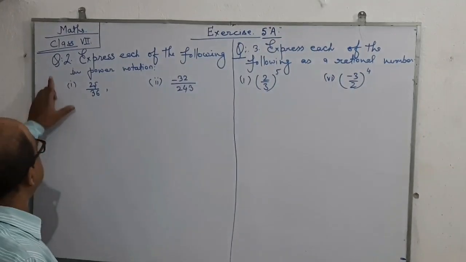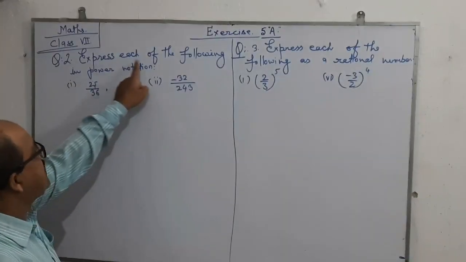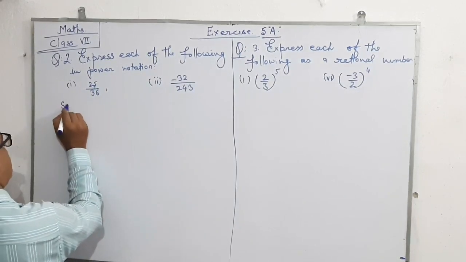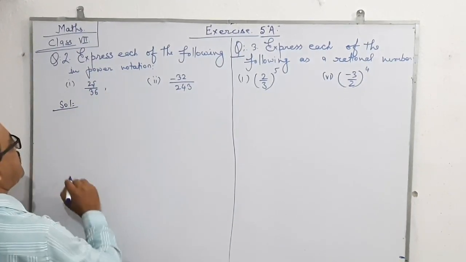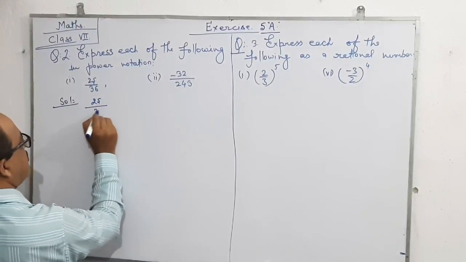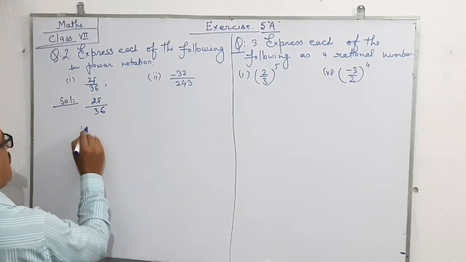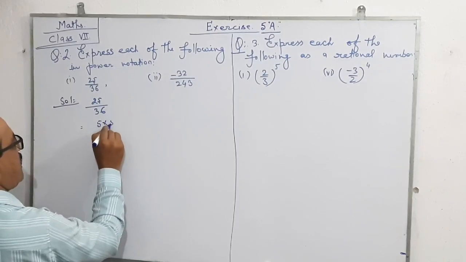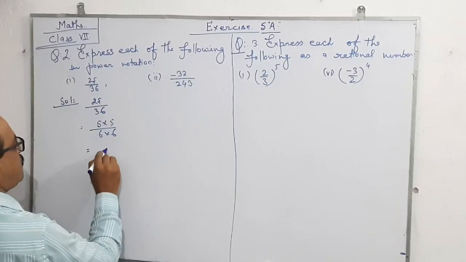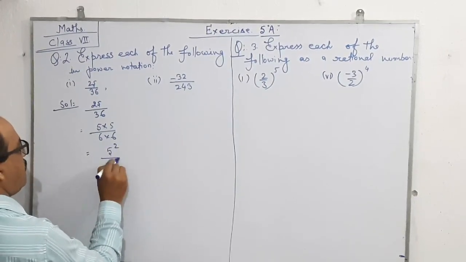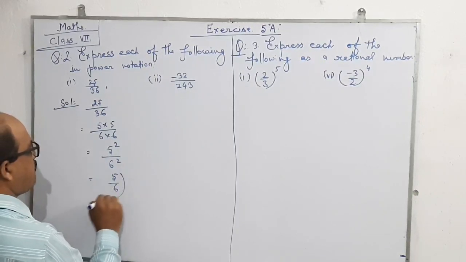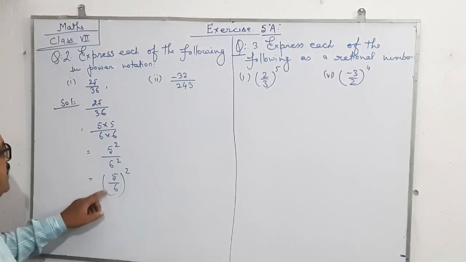See the another question. Question number 2. Express each of the following in power notation. Question 1. 25 by 36. We have 25 by 36. So 5 into 5 by 6 into 6. 5 has come 2 times. So 5 square by 6 square. And you will write down 5 by 6 to the power 2. 5 by 6 square.